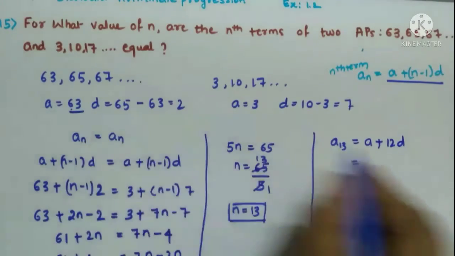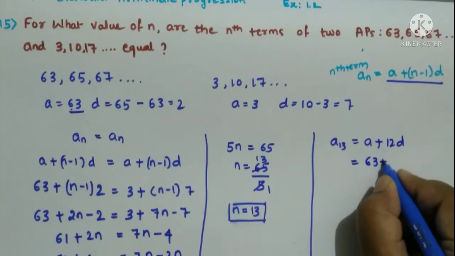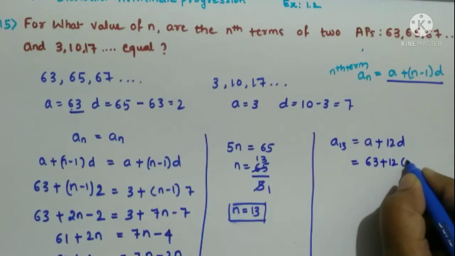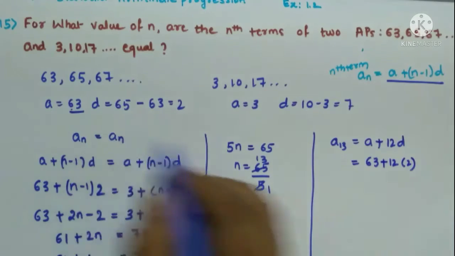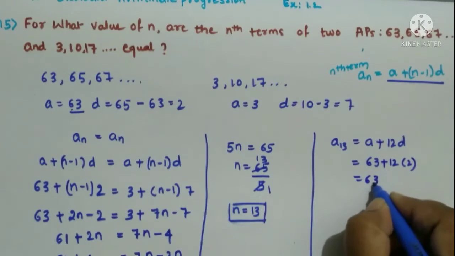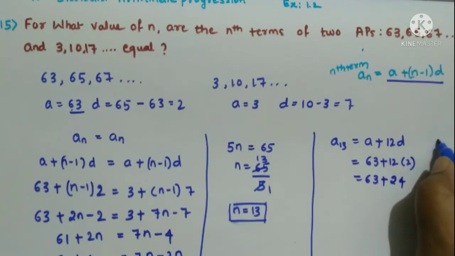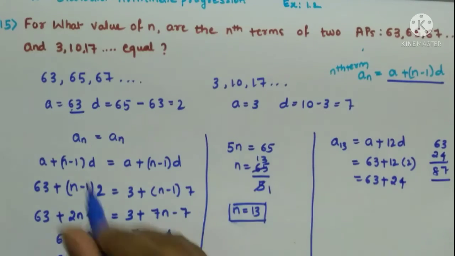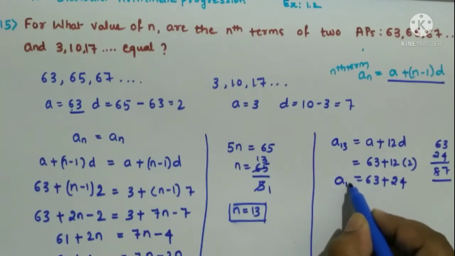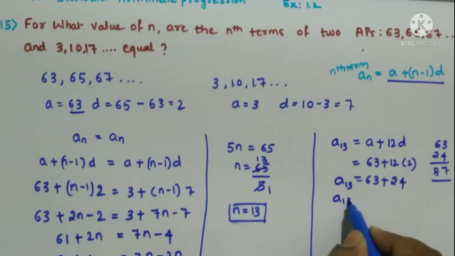A value is what here? 63 plus 12 into D value, which is 2 here in this first AP. Correct? So 63 plus 12 times 2 is 24. So 63 plus 24, how much will come? 87, we got it. See, in the first AP we got A13 as 87.